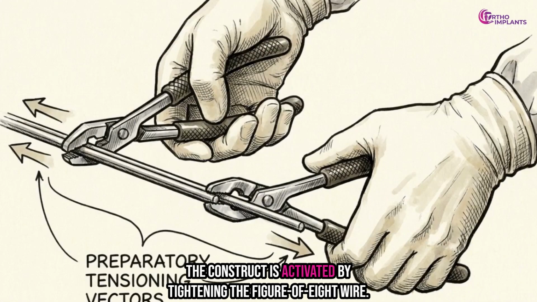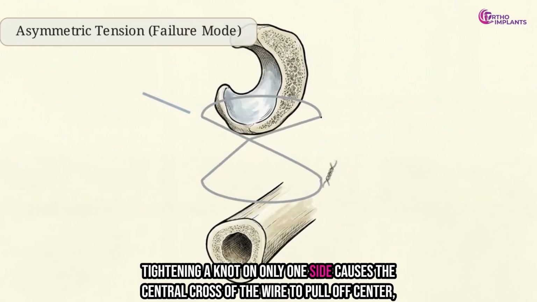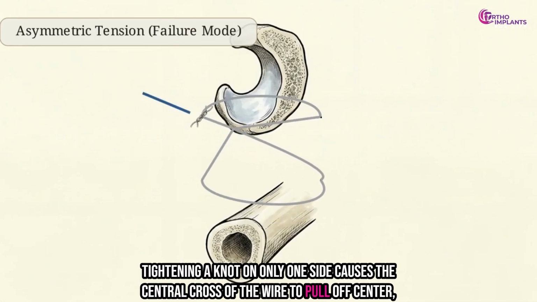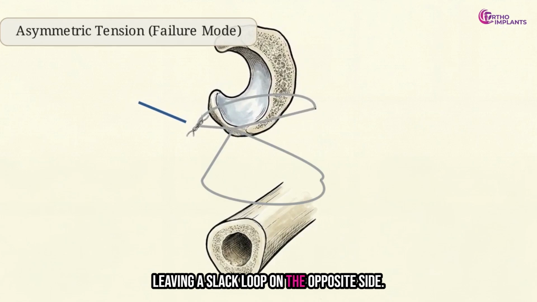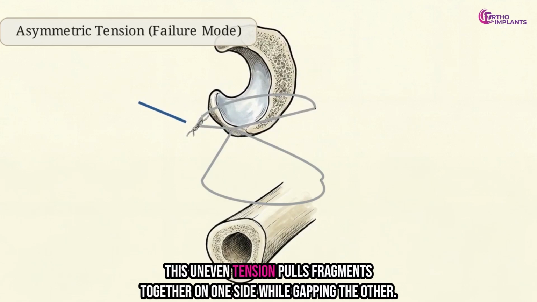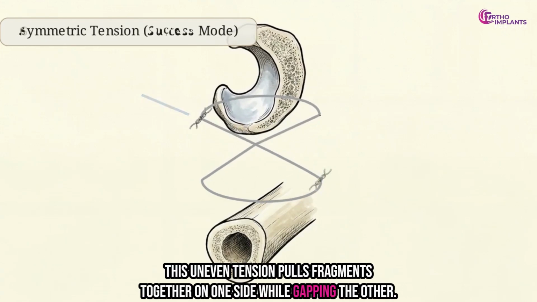The construct is activated by tightening the figure-of-8 wire. Tightening a knot on only one side causes the central cross of the wire to pull off-center, leaving a slack loop on the opposite side. This uneven tension pulls fragments together on one side while gapping the other.